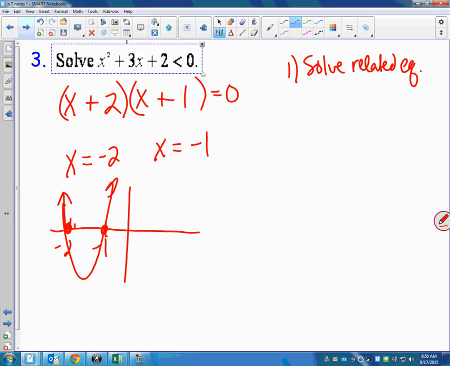So I'm going to say, what would be my possible answers? Well, what if I shaded over here? Do you agree that that would be the solution, like -∞ to -2?